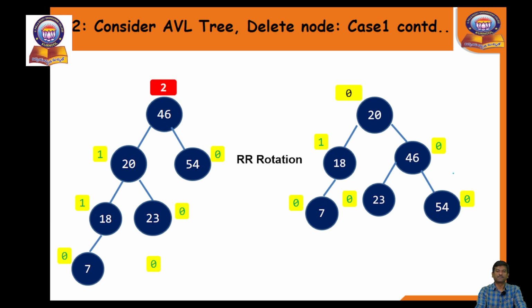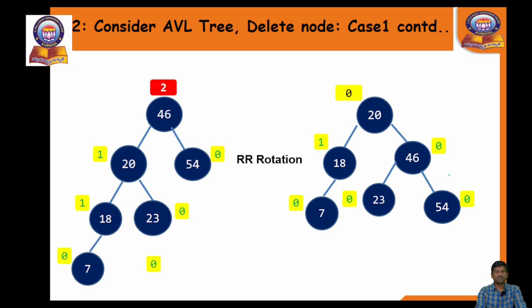And similarly, here you can also observe that the node 20's right child now becomes the left child of the node 46, the affected node. And the remaining values will be the same thing. That is node 54, which is being placed as the node 46 right child.